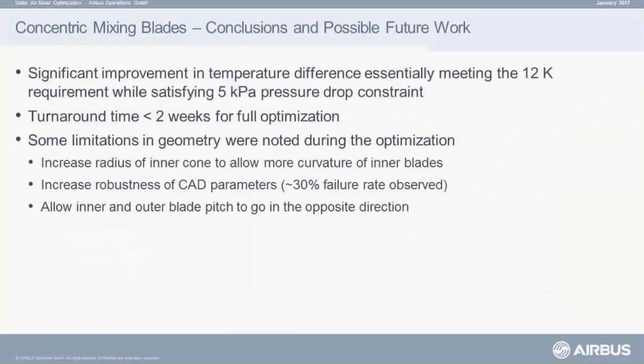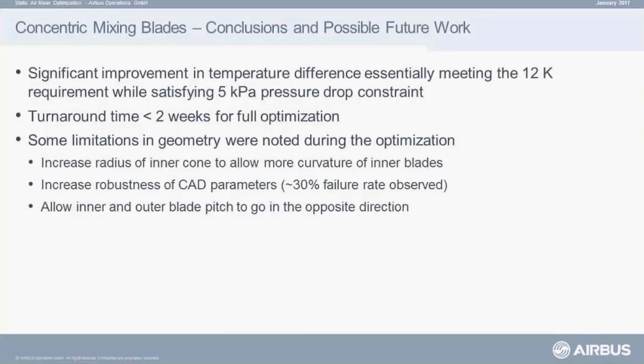So if we conclude now, we saw a significant improvement of the temperature difference, which was essential for us in terms of robustness of our temperature control system. And we satisfied our 5 kilopascal pressure drop constraint as well. We saw a turnaround time of less than 2 weeks for the complete optimization process.